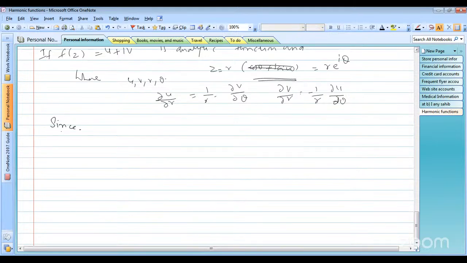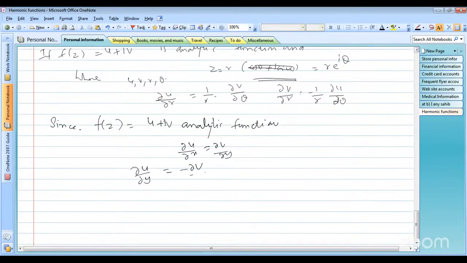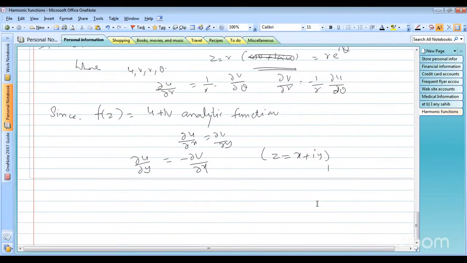Proof: since f(z) is u plus iv, an analytic function, we know the Cauchy-Riemann equations: ∂u/∂x is equal to ∂v/∂y, and ∂u/∂y is equal to minus ∂v/∂x. These are satisfied. Also, z is the real part plus the imaginary part, x plus iy.